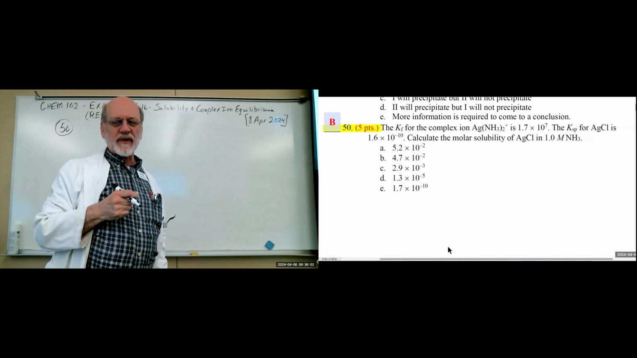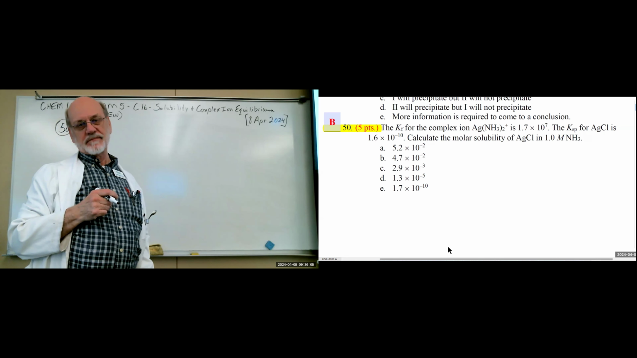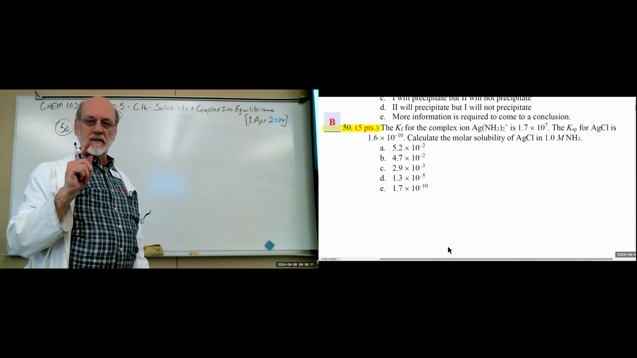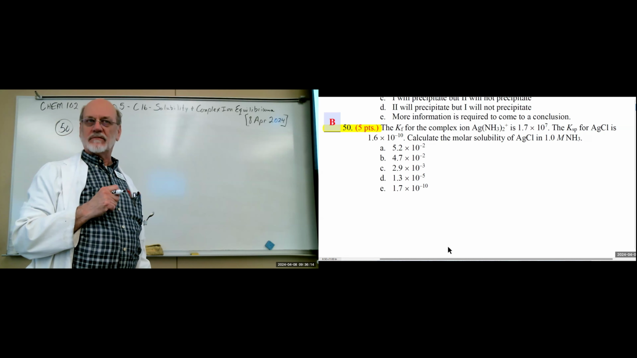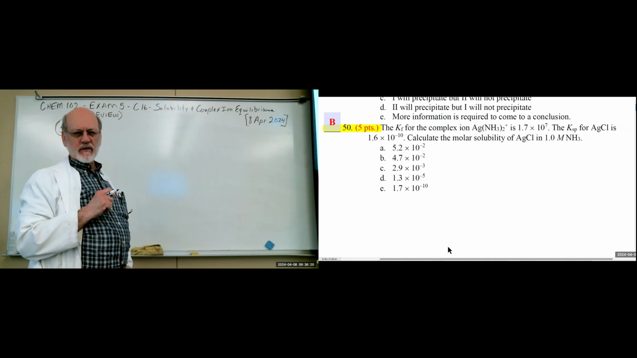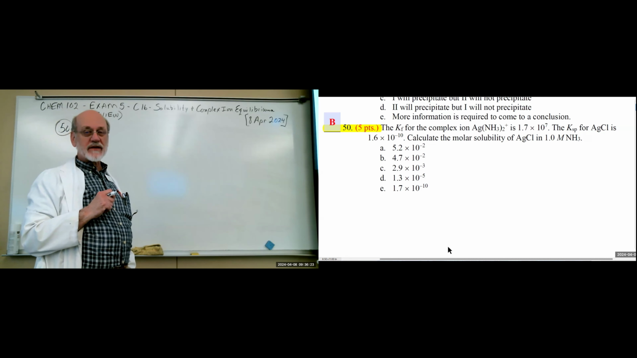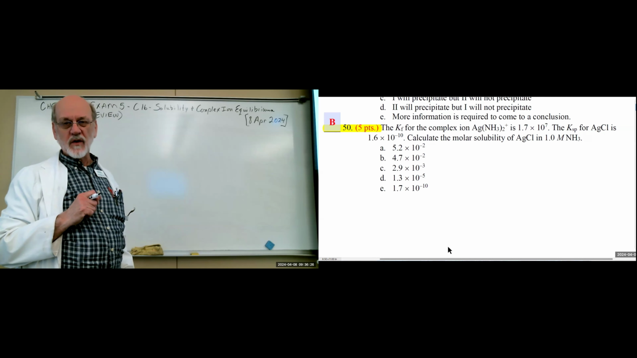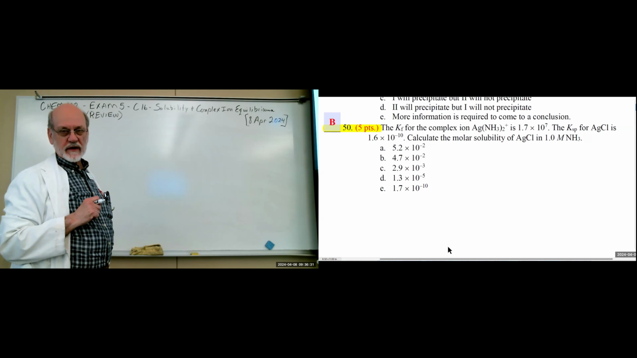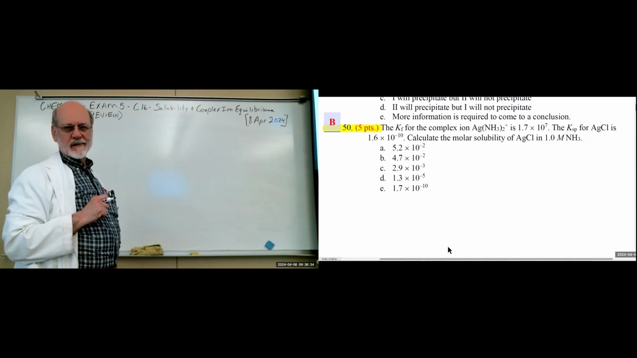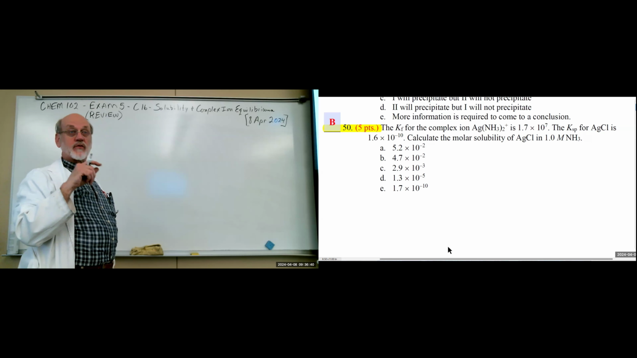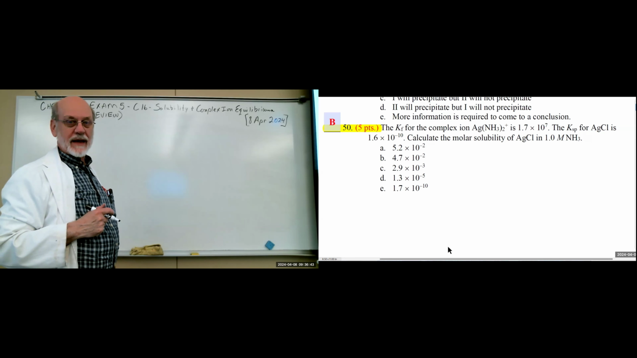The KF for the complex ion diamine silver 1 ion, that's the way you name that, is 1.7 times 10 to the 7th. The KSP for silver chloride is 1.6 times 10 to the minus 10. Calculate the molar solubility of silver chloride in 1 molar ammonia. This is directly related to what we're doing today, except this one gives you the KF. And that's what we're going to calculate in the lab today.